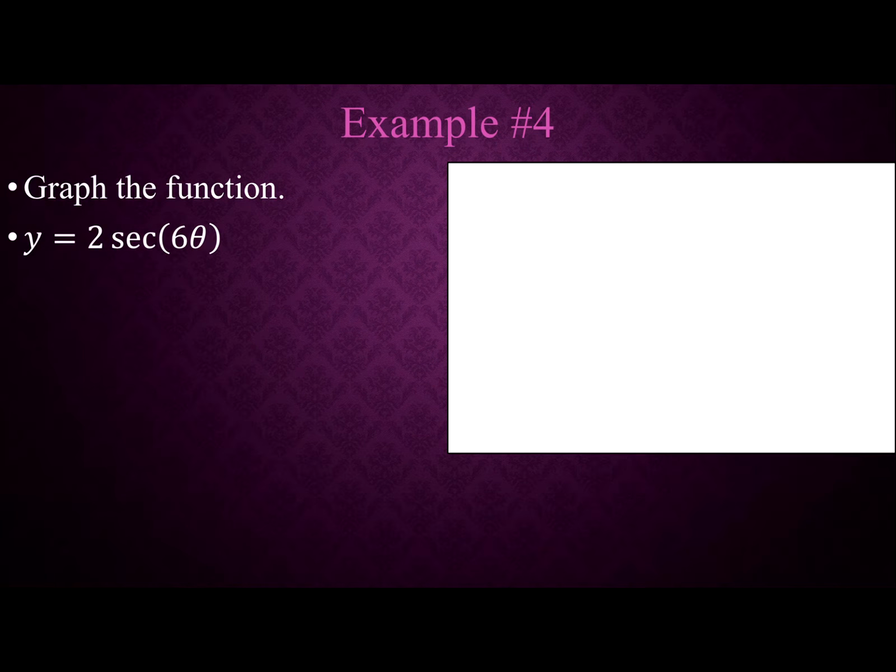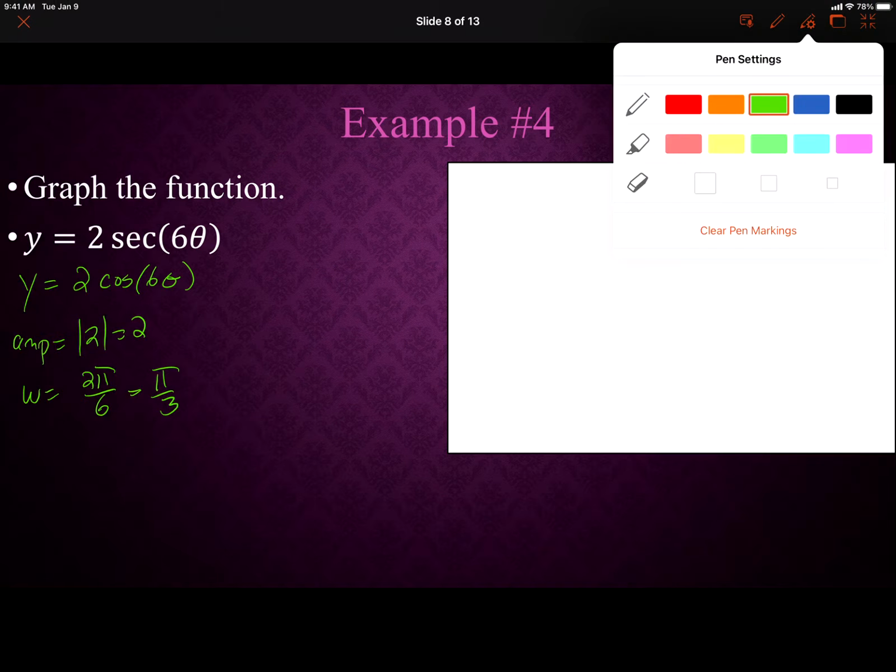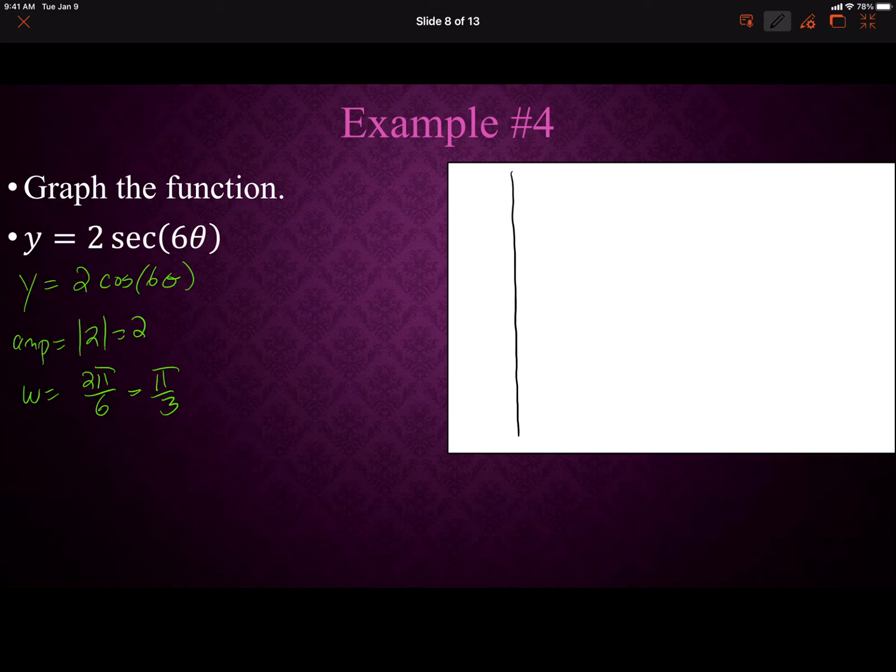There we go. So we have y equals 2 secant of 6 theta. So we would be graphing points based on y equals 2 cosine of 6 theta. So our amplitude would be the absolute value of 2, which is 2. Our period would be 2 pi divided by 6, which is pi over 3. So when setting this up, again, we're not considering any negative sides. We have our quarter period, which would be pi over 12. Our half period, pi over 6. 3/4, pi over 4. And then full period, pi over 3. Going up as high as 2 and as low as -2.